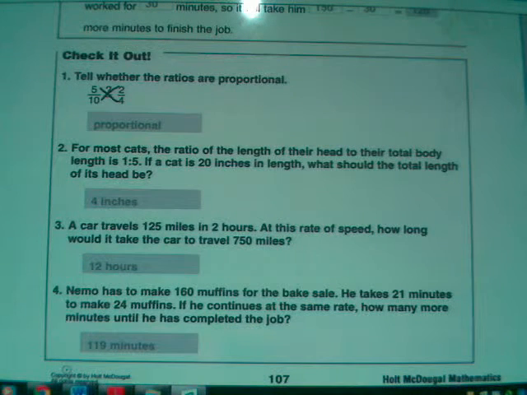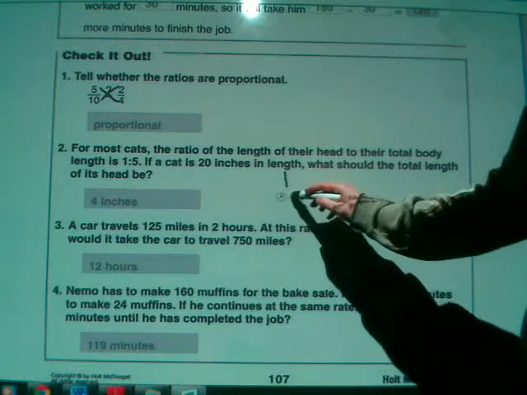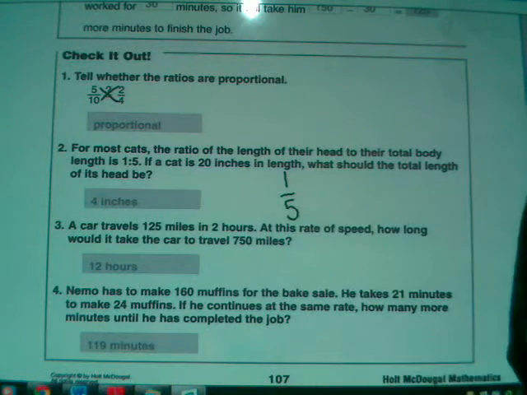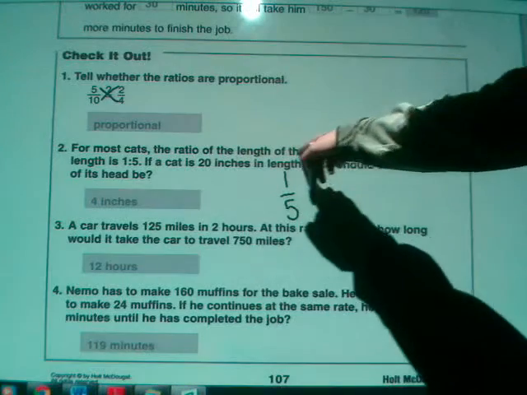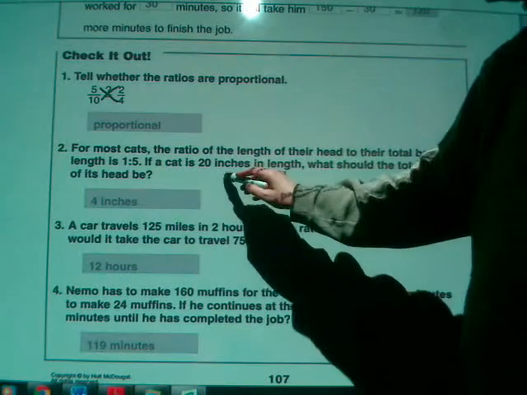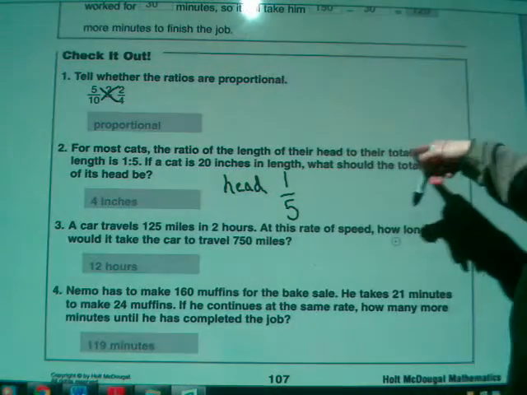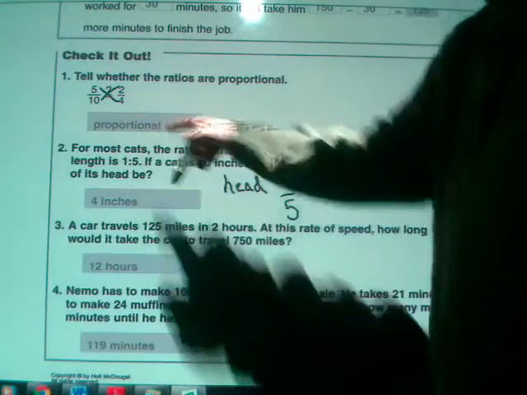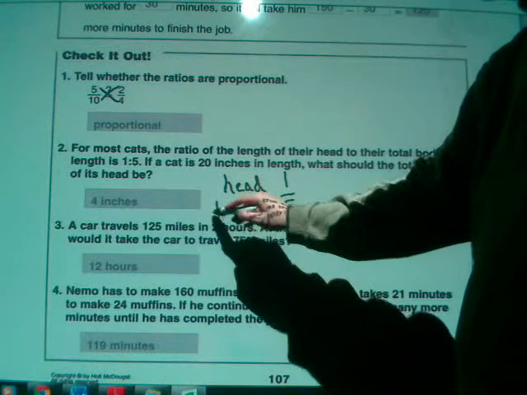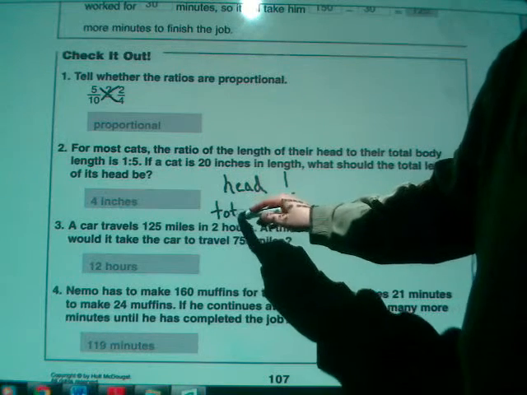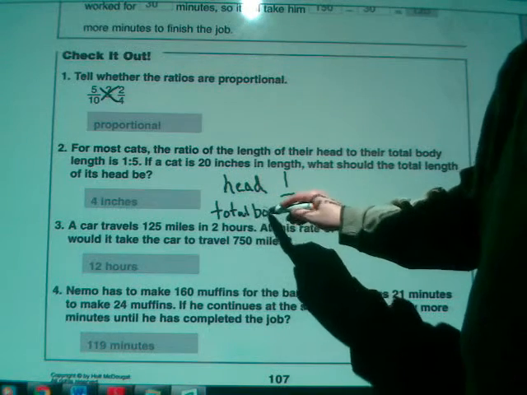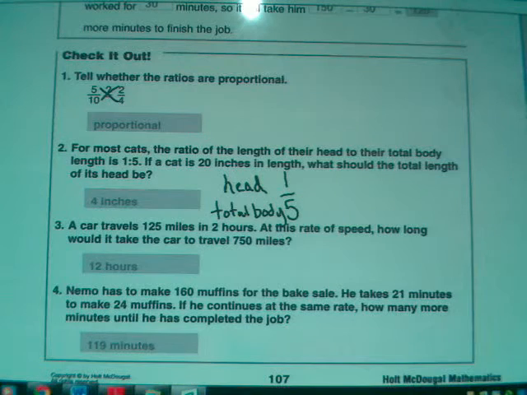Number two, for most cats, the ratio of the length of the head to their total body length is 1 to 5. All right, let's make sure we see what that means. 1 over 5. We have the numbers. The ratio of the length of their head, so 1 represents the length of the head, to their total body length. So that's 5 is the total body. So it's a head-to-body comparison.